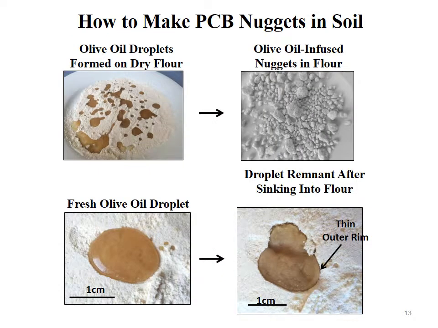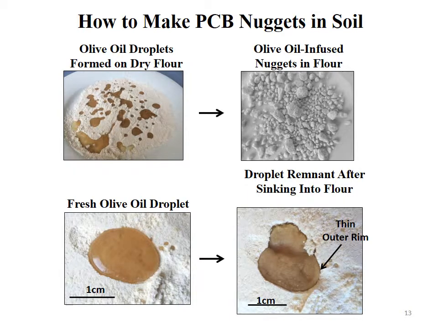Well, a chemist friend who likes to cook showed me how to make these nuggets myself. We took some dry flour and dropped olive oil on it. The olive oil very quickly will bead up on top of the dry flour, and over time the olive oil would slowly sink into the flour. And one thing you see in the lower right-hand corner is a very distinct rim around each one of these nuggets as they sink into the flour.